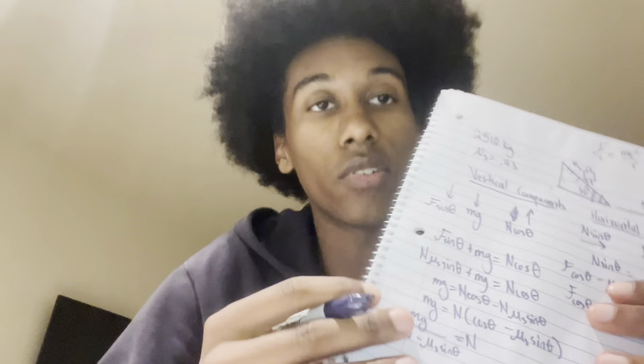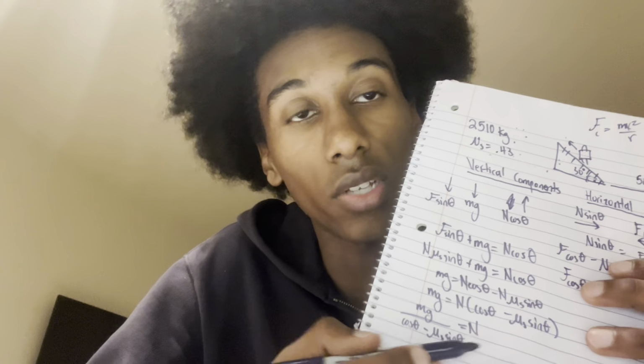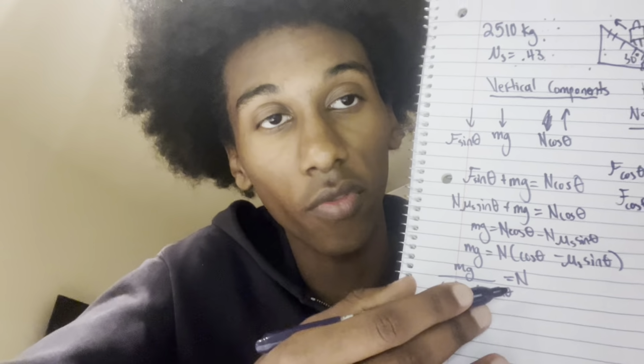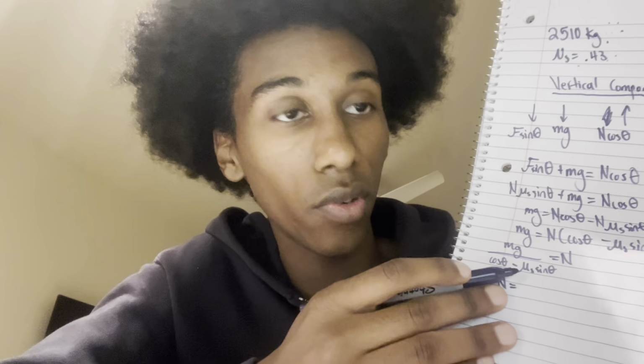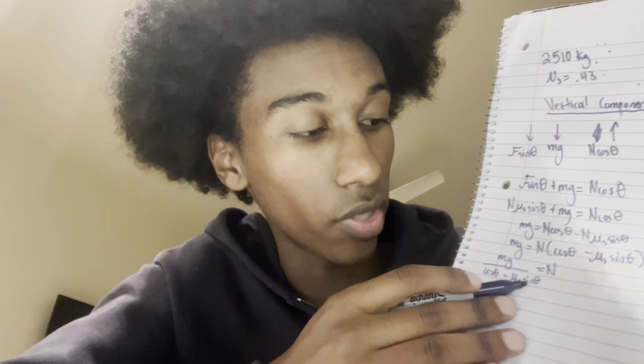Now, at this point, we're going to need a few numbers to solve for velocity. The first number is going to be the normal force. In our vertical components list, we've solved our equation for normal force, so now all we have to do is plug in the numbers. Normal force is equal to mass times gravity over cosine theta minus mu, the coefficient of static friction, times sine theta. So let's plug in the numbers and see what we get.